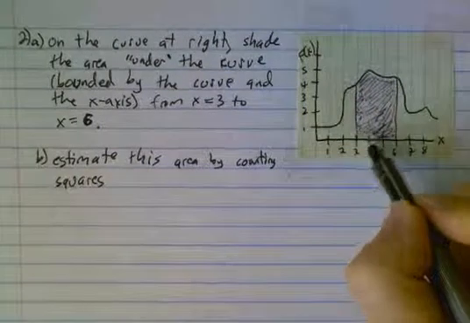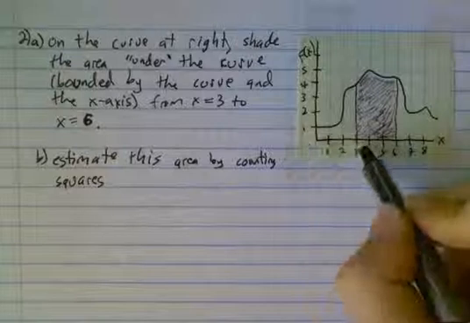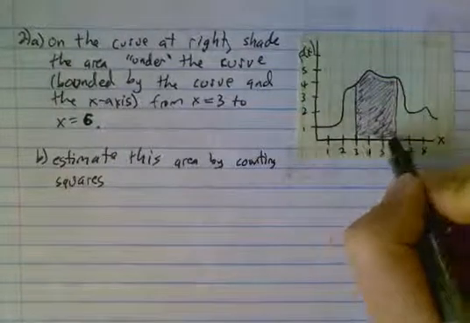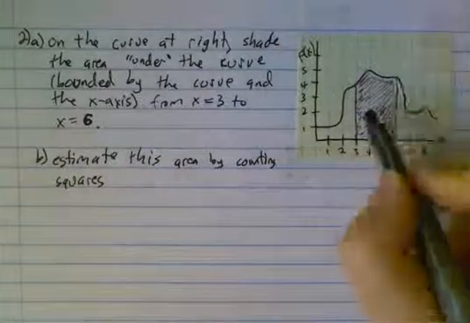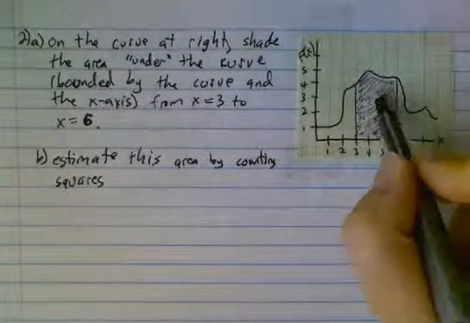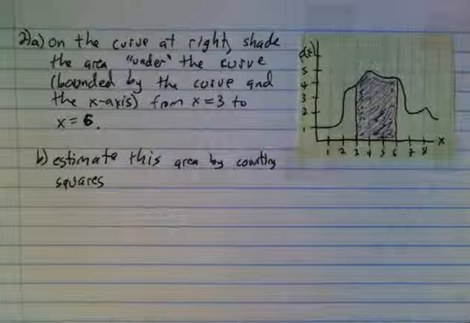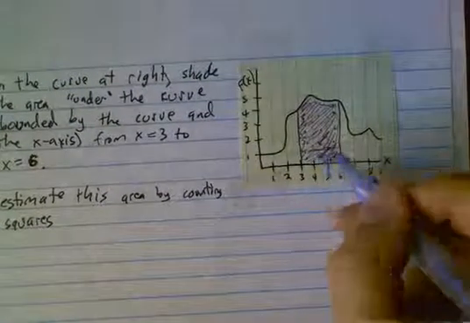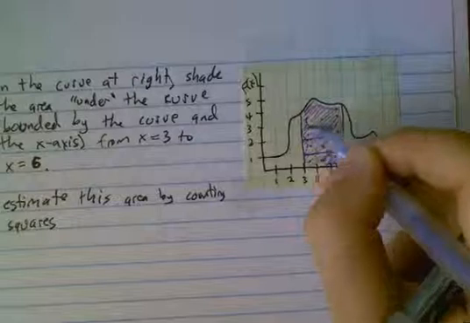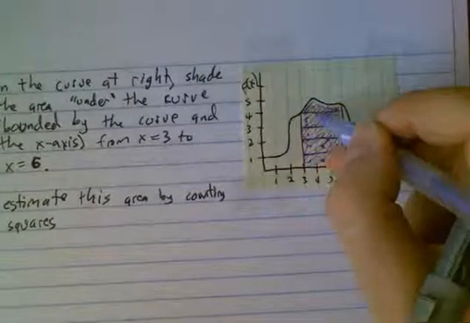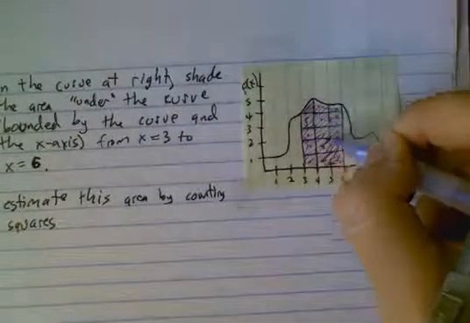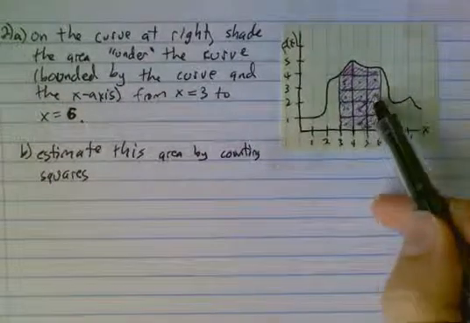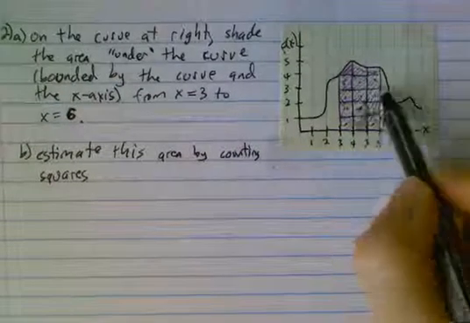Each square is 1 unit wide by 1 unit high, so it's 1 square unit right here. So we have 1, 2, 3, 4, 5, 6, 7, 8, 9, 10, 11, 12 little squares. You can see these if I draw them back in again, because I got a little covered over when I was doing the shading. You can see there 1 through 12. So we've got 12 whole squares.